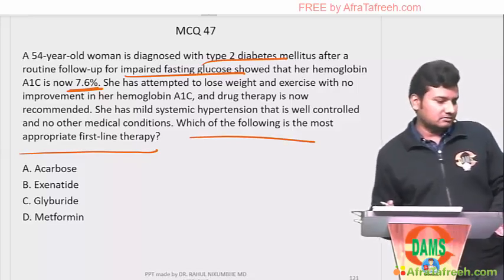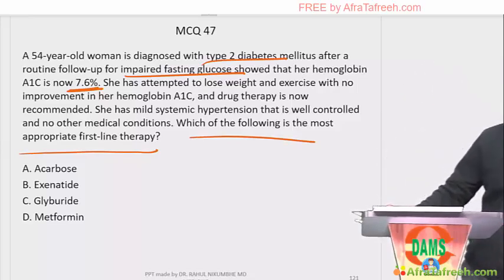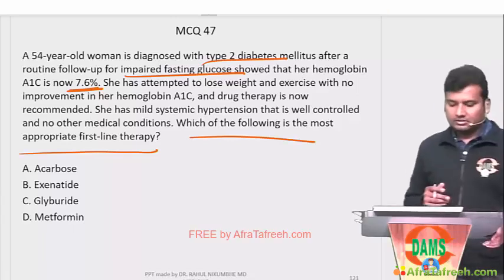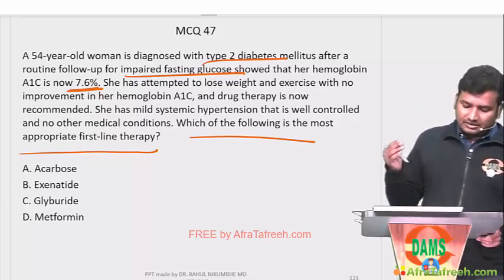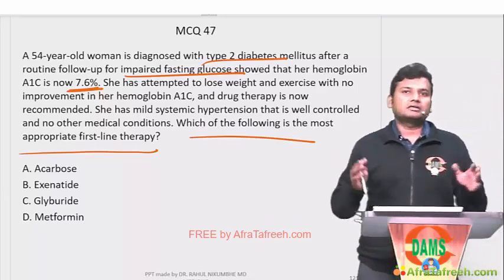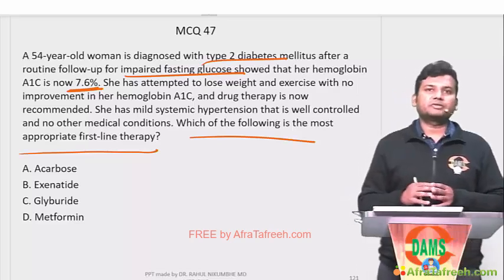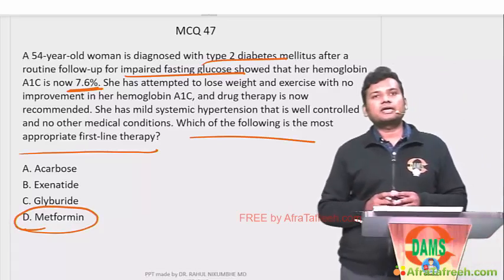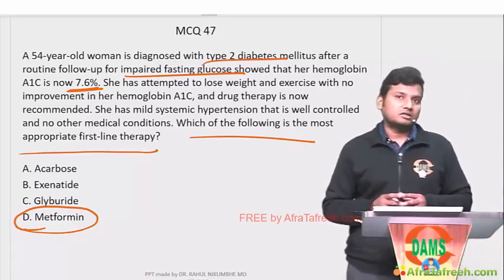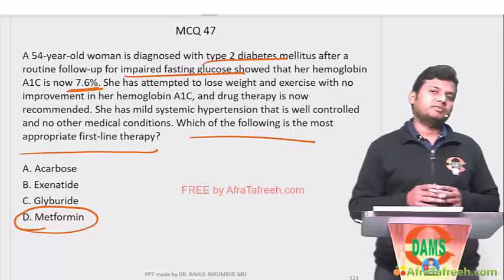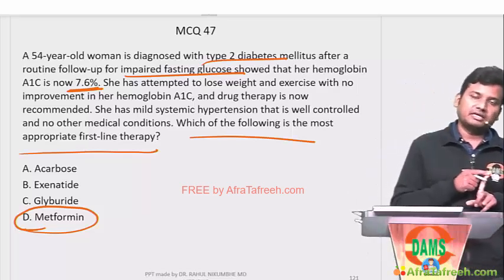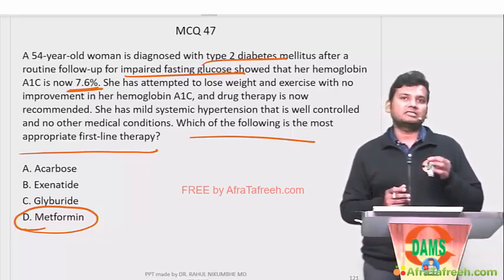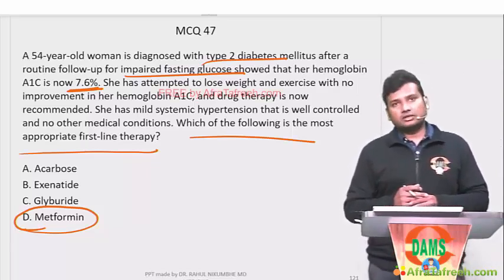Remember, in patients with diabetes, always the first line drug is metformin, and you have to remember the contraindications of metformin. What are the contraindications of metformin? If the patient has an increased creatinine level, according to new guidelines, if GFR is less than 30.